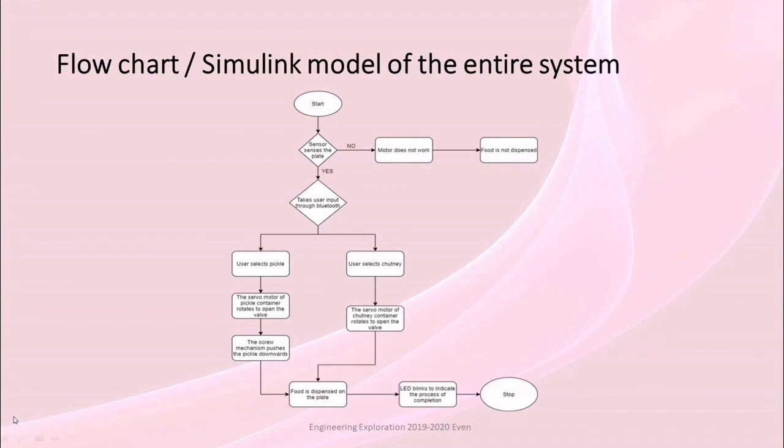Hello everyone, now let us see the flowchart, or simulating model, of our entire system, that is how our system works. Our system start is indicated by the sensor which will sense the plate. If the sensor does not sense the plate, then the machine does not work and food won't be dispensed. If the sensor senses the plate, that is yes, it will take user input through Bluetooth. The user can either select pickle or chutney. If the user selects pickle, then the servo motor present in the container containing pickle rotates to open the valve and the screw mechanism pushes the pickle downwards and food is dispensed into the plate.